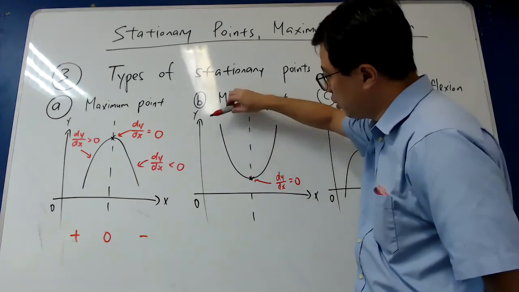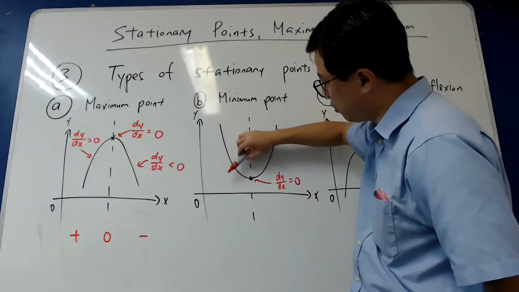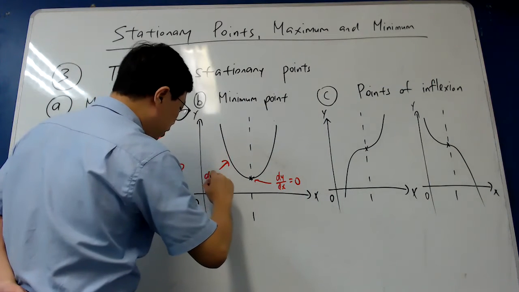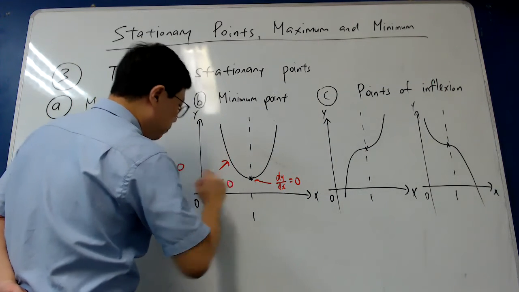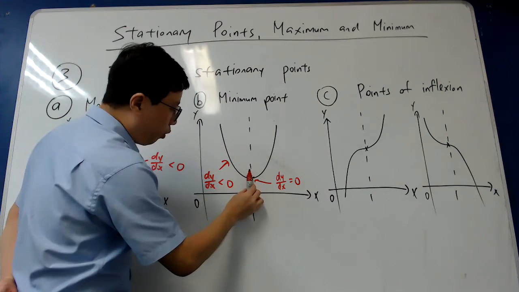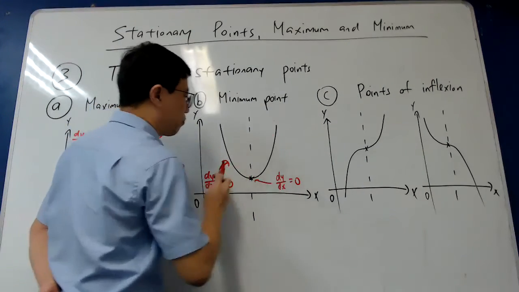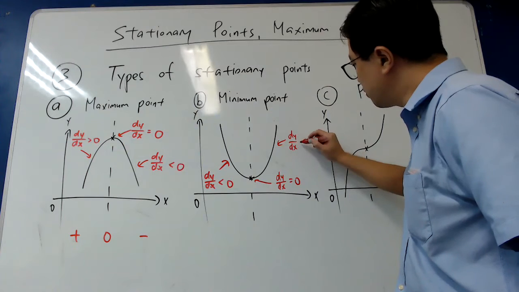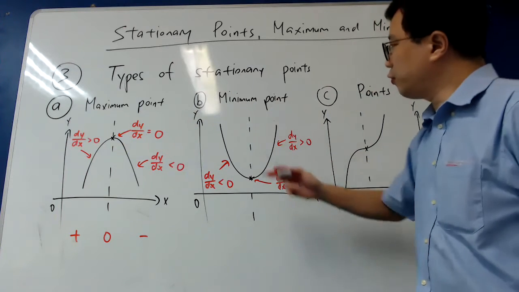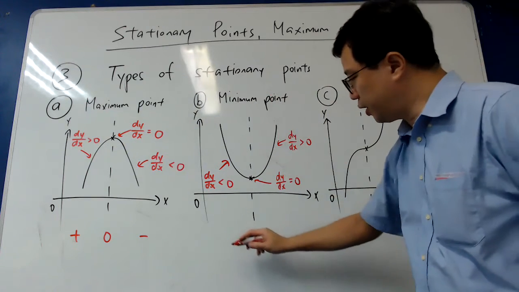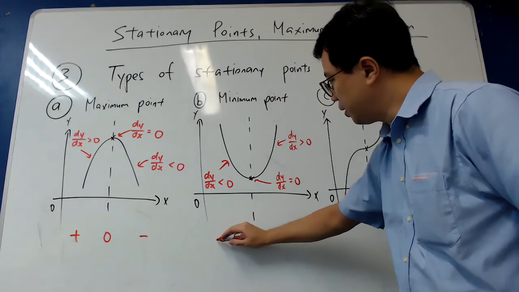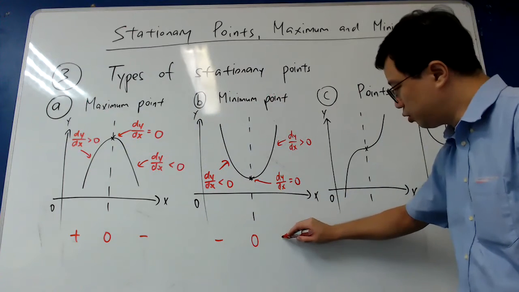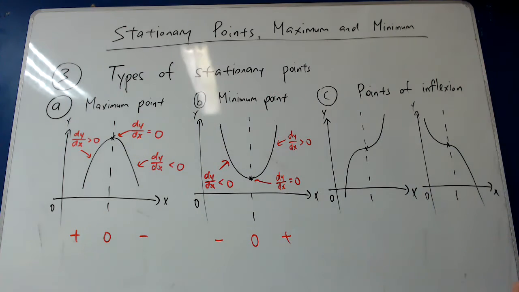Before this point, you can see that the curve goes down. So the gradient here is negative. After this point, the curve goes up. So the gradient here is positive. So for a minimum point, the gradient changes from negative before the point to 0 at the point to positive after the point.